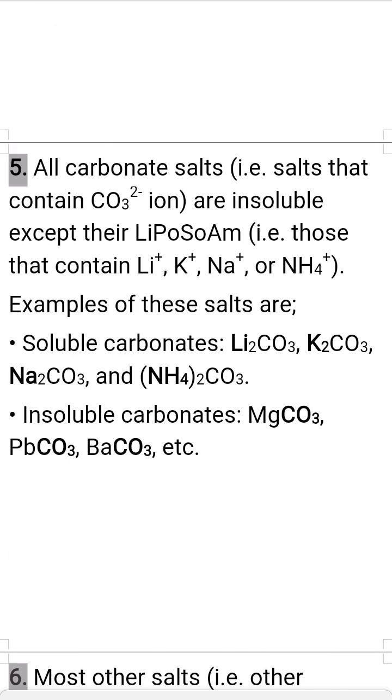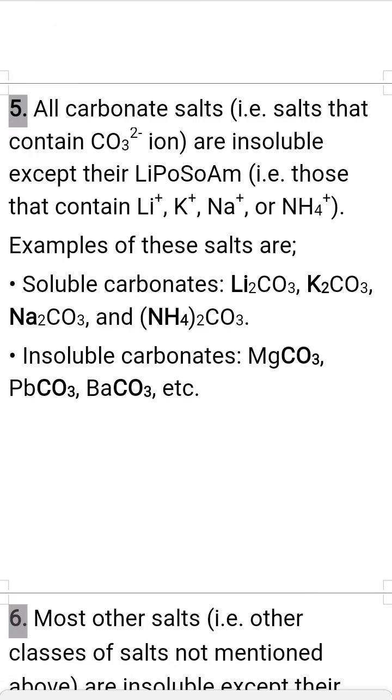Then we now come to number 5. Number 5 says all carbonate salts are insoluble. Please take note, insoluble for the first time. Insoluble except the LiPoSAm. So any salt that contains a carbonate ion, that's the CO3 group, salts that carry the CO3 group are called carbonate salts. And so they are generally insoluble except when a member of the LiPoSAm is present. Yes, so if the carbonate contains lithium, potassium, sodium or ammonium, it will be soluble, because any salt that contains any of these 4 things is a soluble salt.